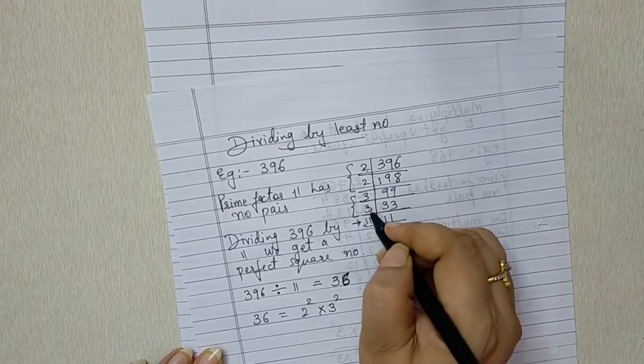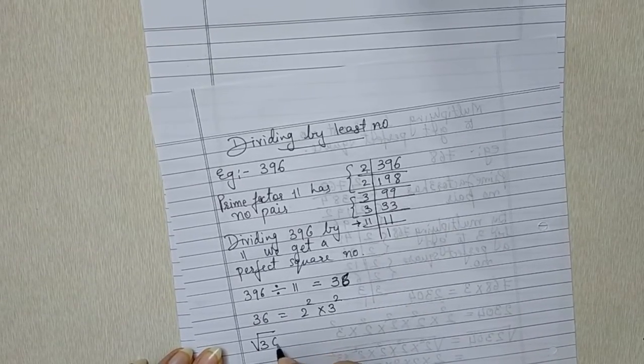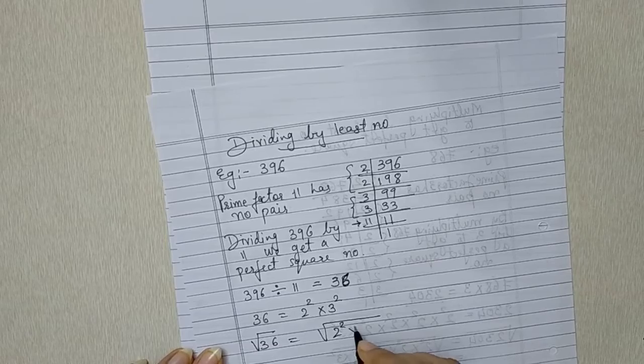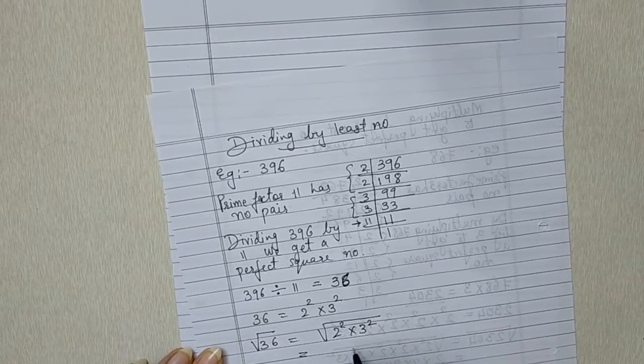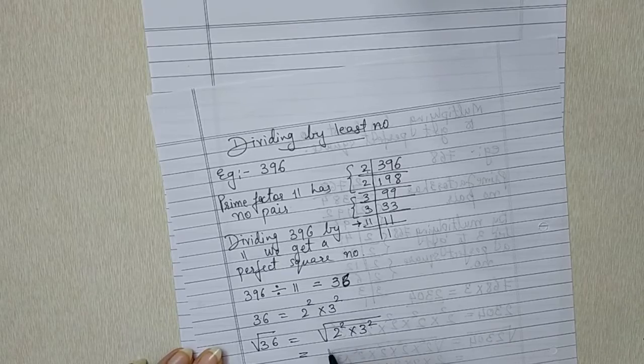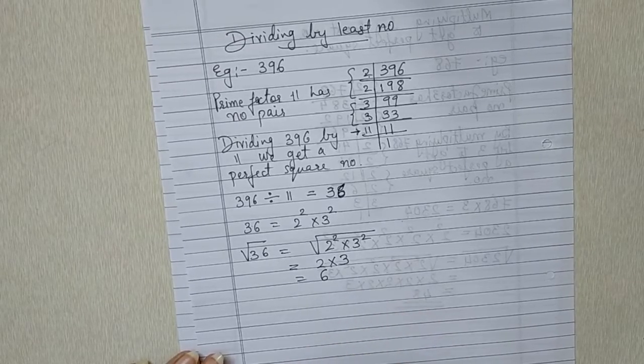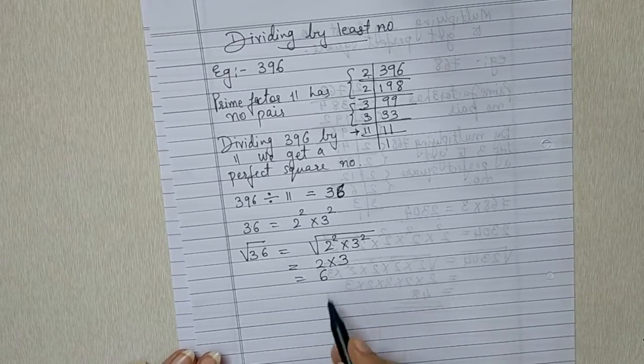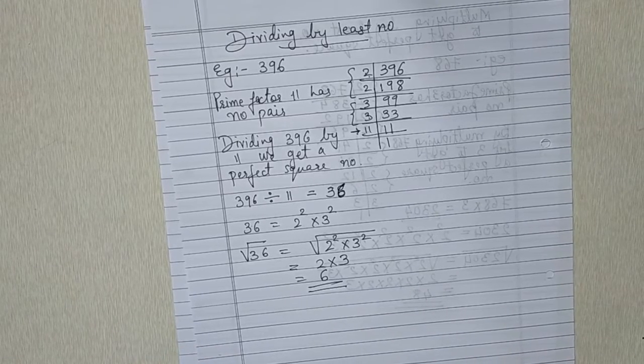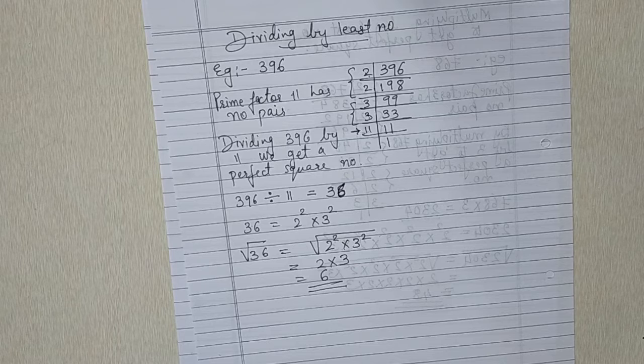Here we have the pairs. So the square root of 36 will be the square root of 2 square into 3 square. We can remove the square root sign and the square sign from the right hand side. So that is 2 into 3, and then it is 6. So the square root of 36 is 6. In this manner, we can find the square root of 36 and then the whole sum which we are supposed to do. So the dividing method will be in this manner.